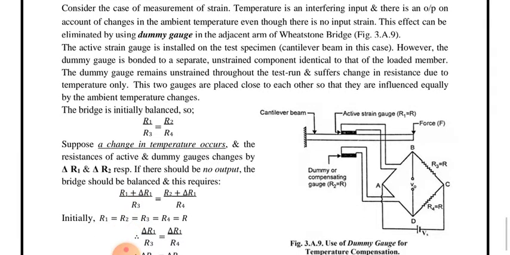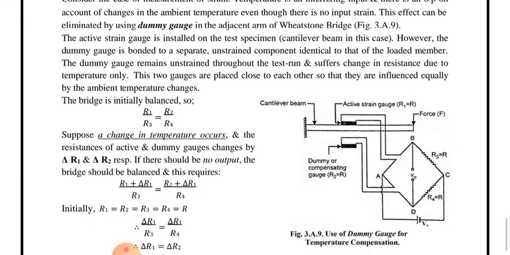So just see the diagram shown over here. Use of a dummy gauge for temperature compensation. That compensation is nothing but balancing. A similar Wheatstone bridge circuit is there. The resistances R3 and R4 are fixed. R1 is bonded to the upper surface of the beam, and R2 will be considered as a dummy or compensating gauge, which will balance R1.